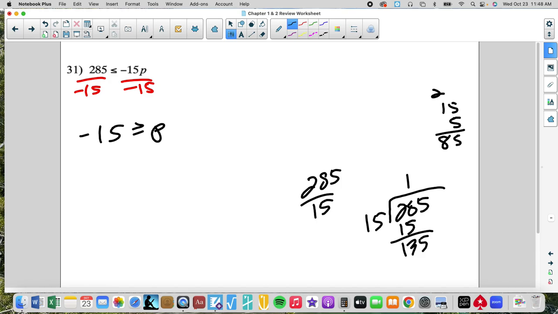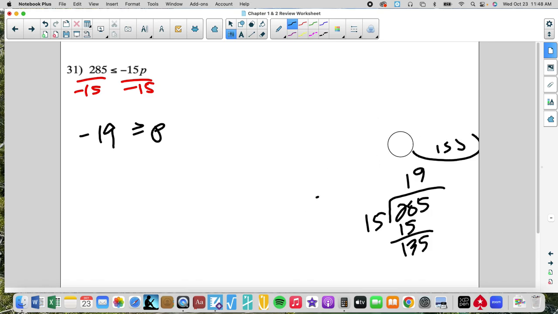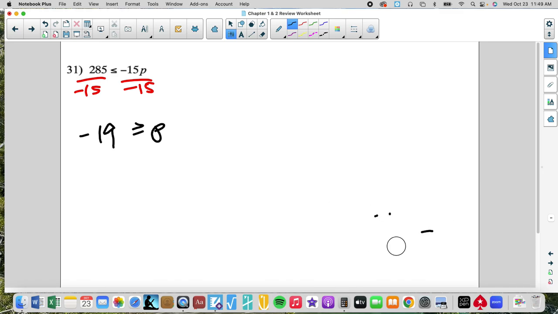Oops, sorry, not 15. 135. So 7, 9, maybe 9, 45, 9. Oh, sorry, 19, -19. So 9 times 15 is 135. Yeah, that actually kind of made sense because 9 times 10 is 90. So that's my answer. I flipped my inequality sign because I divided both sides by a negative. -19 is greater than or equal to p.